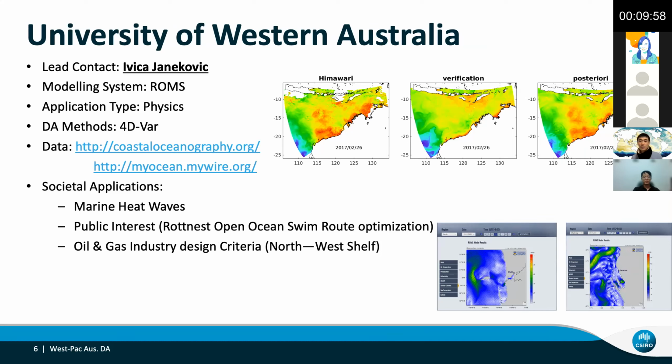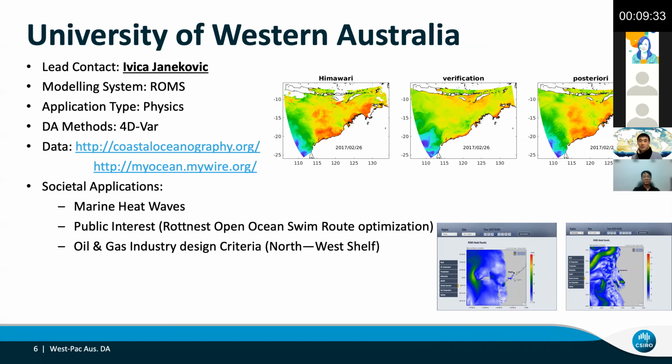Ivica from the University of Western Australia runs a number of ROMS-based systems, one for the Perth region and also one for the Northwest Shelf area. The Northwest Shelf one's shown at the top, the Perth region at the bottom. Again, that has a focus on the physics. The method used there is the 4D-Var system. Again, the output around Perth is available through those URLs.